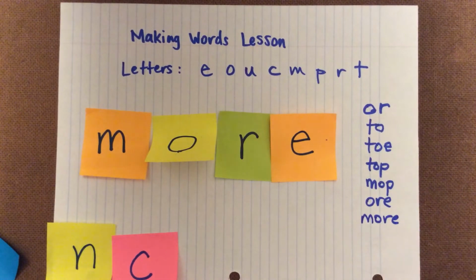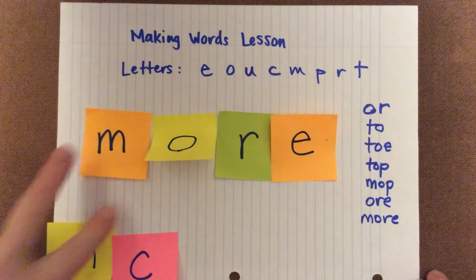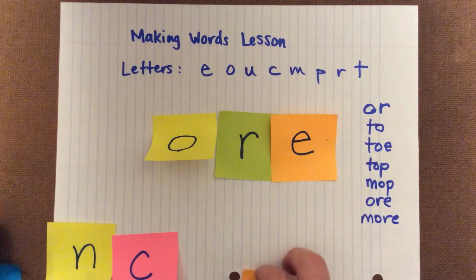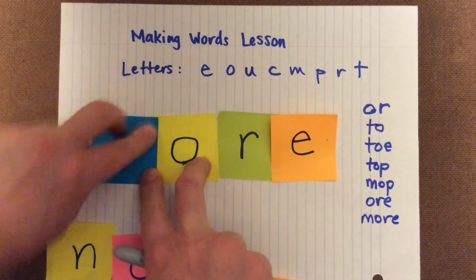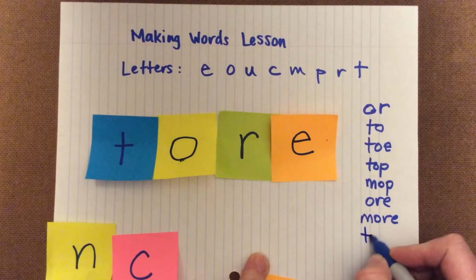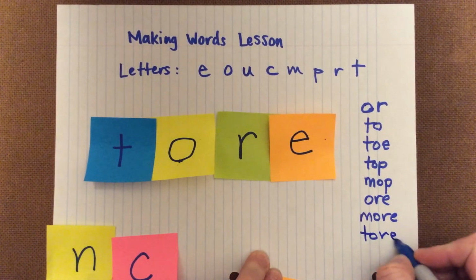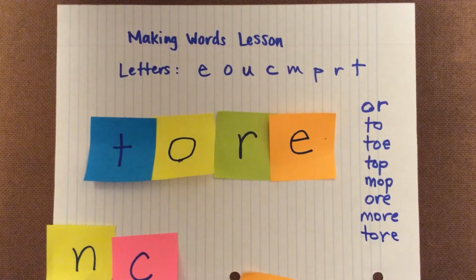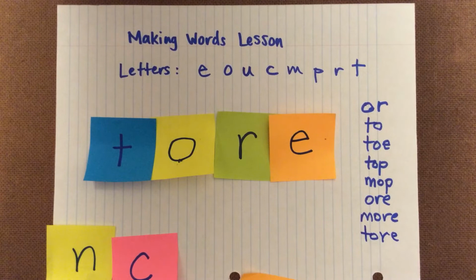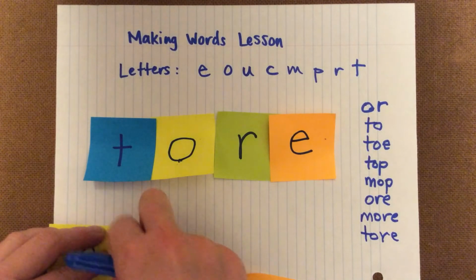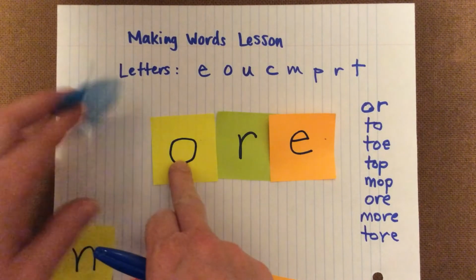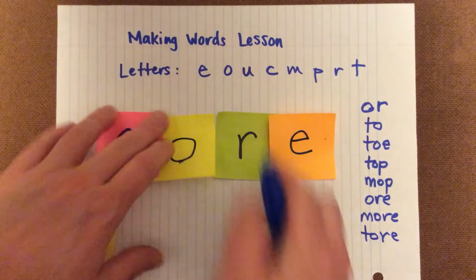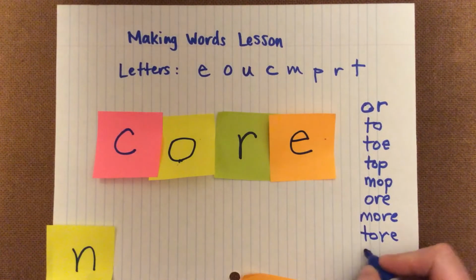Rhyming word, if you know how to spell more, can you spell tore? So because they rhyme, they have the same spelling pattern at the end. So we're going to change that. Put a T at the front. Tore. And if you can spell more and tore, can you spell core? I threw away the core of the apple. Core. So we're going to replace that T with a C.